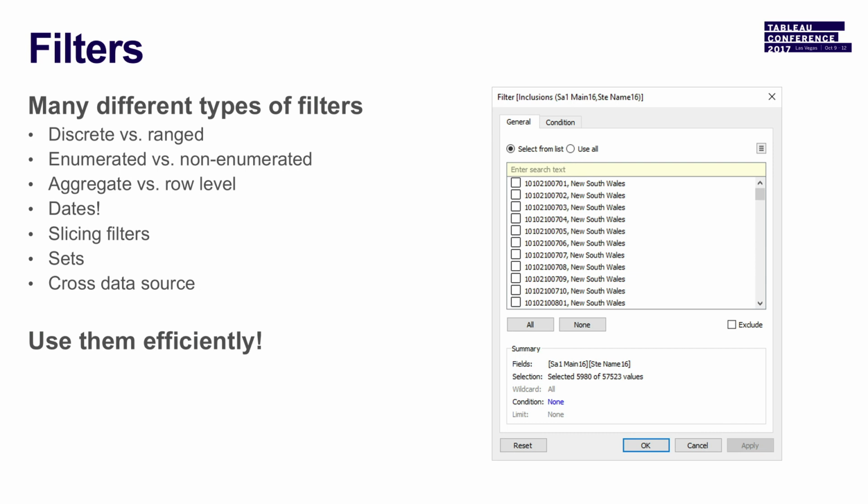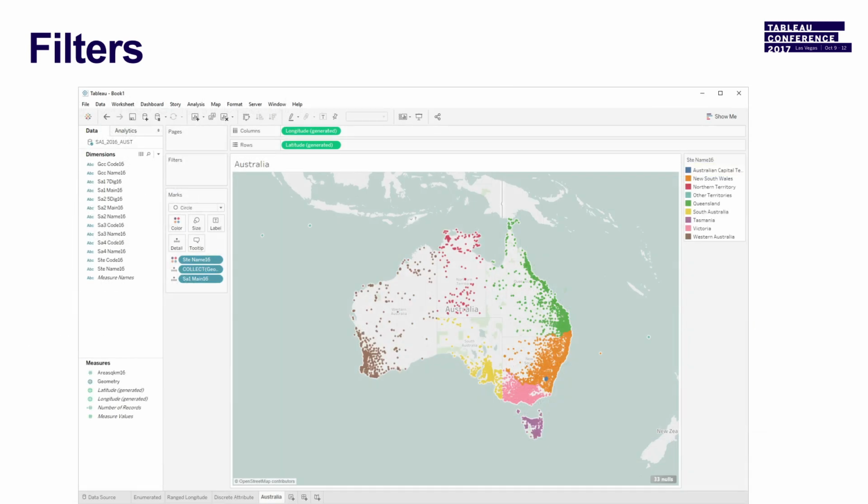So there's lots and lots of different types of filters in here, discrete versus ranged, and whether they're enumerated or non-enumerated, whether it's within a single data source or whether it's across data sources. And so the trick here is to always think about what you're trying to do and pick the most appropriate filter. So let me give you an example here.